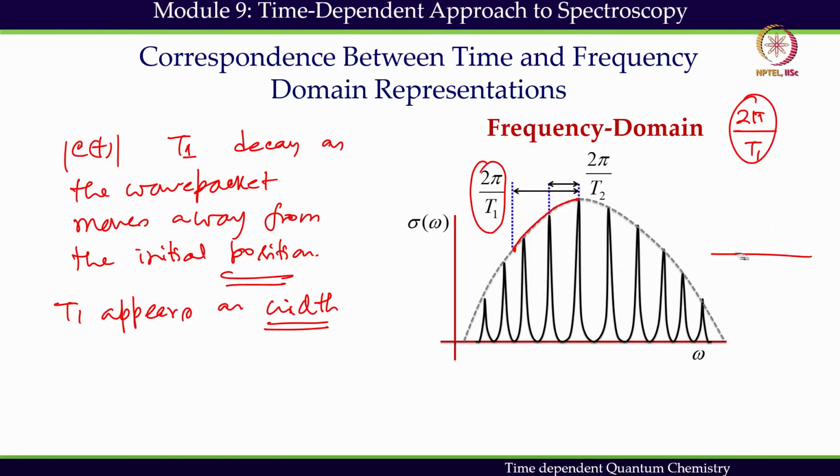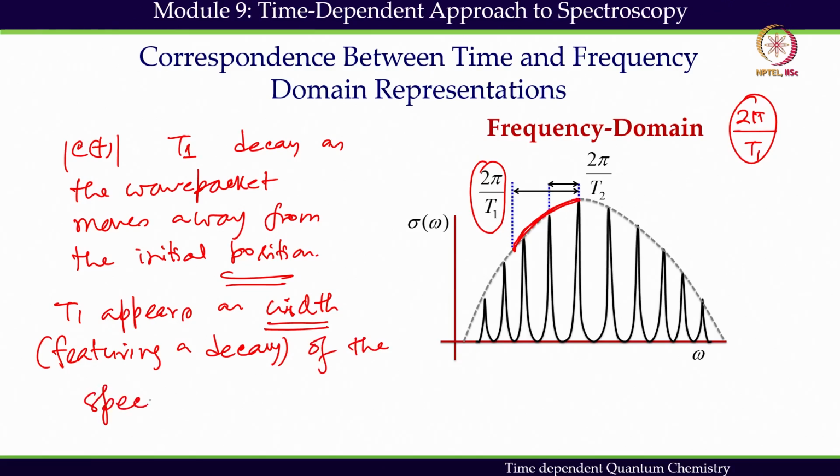So when we think about a width, this width is actually featuring how things are decaying. So width and decay are synonymous in this problem. We'll call it width or decay, featuring a decay. But mostly decay we consider in the time domain, and in the frequency domain we call it in terms of width. So T1 appears as the width of the spectral envelope. So 2 pi by T1 is representing the width of the spectral envelope in the frequency domain.